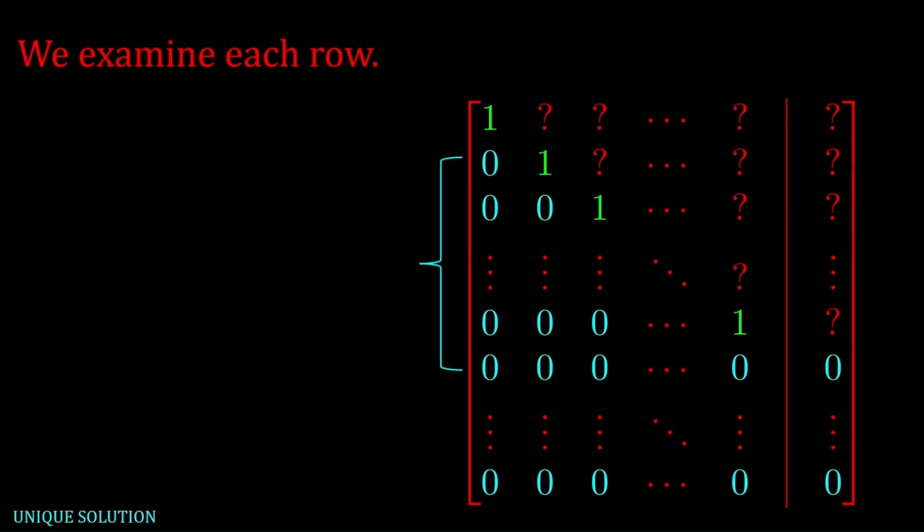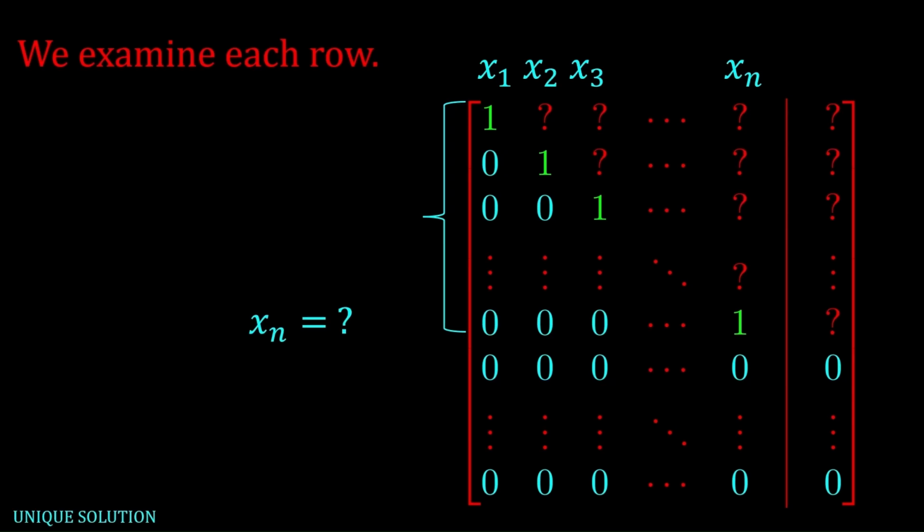Let's look at these first few rows. Maybe I'll label the variables as x1, x2, all the way up to xn. So suppose there's n columns. Now this last equation here, think about it, it's just going to be 1 times xn equals, well, question mark. In other words, xn equals question mark. We do have a unique solution for xn then, okay? It's whatever is in that entry. So that's good. We have a unique solution for one of the variables.